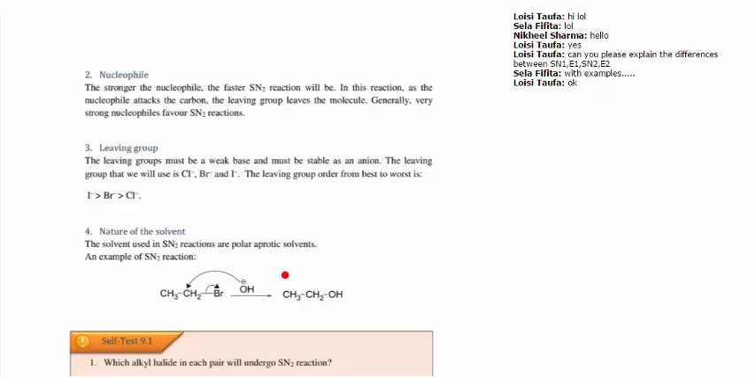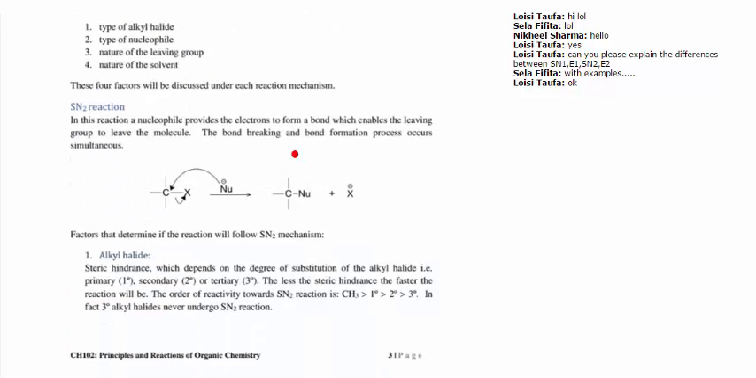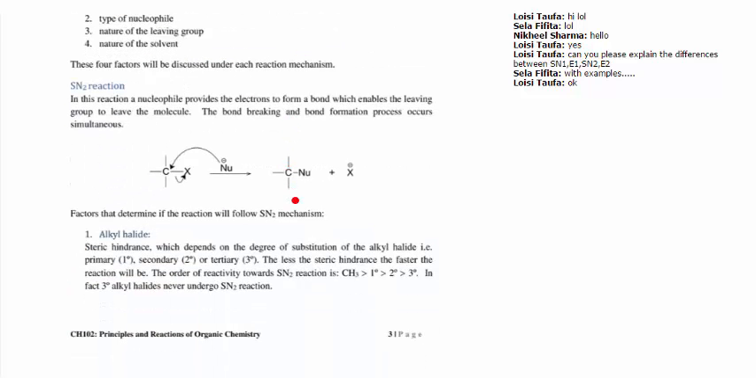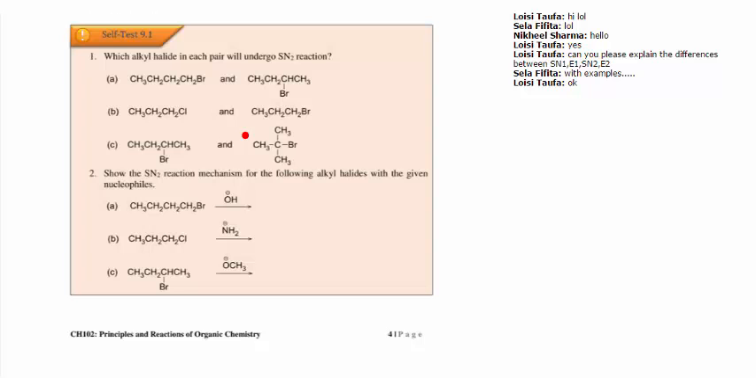Okay, since we have already discussed everything, that's everything on the SN2 reaction. All you have to figure out in the first step is the type of alkyl halide, whether it's primary, secondary, or tertiary. Tertiary never undergoes SN2 reaction.